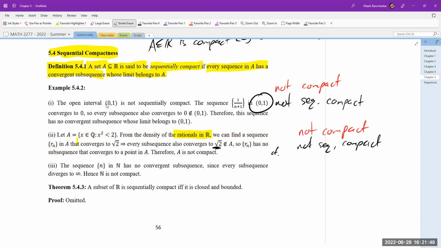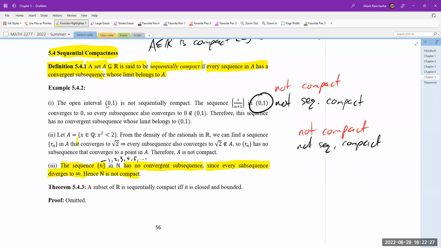Right. Let's look at the last one, for example. The sequence n, which is just 1, 2, 3, 4, 5, and so on. This sequence has no convergent subsequence, because any subsequence you take is going to be strictly increasing, and it's going to diverge to infinity. So this sequence has no convergent subsequence since every subsequence diverges to infinity.